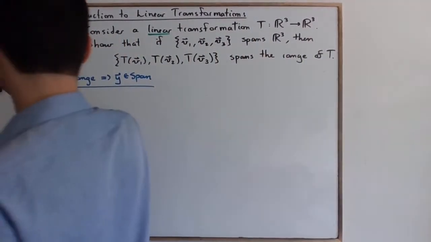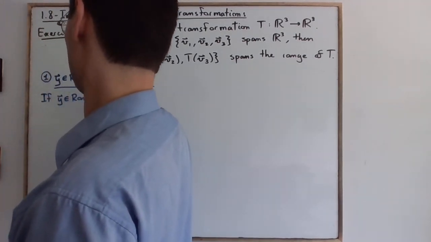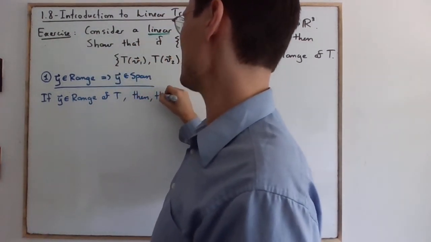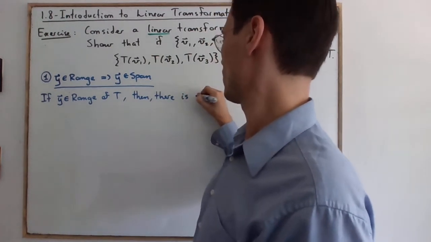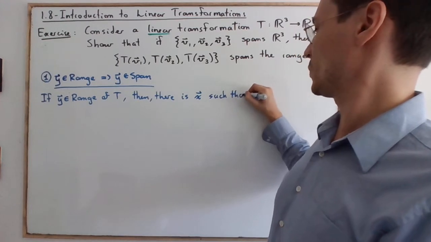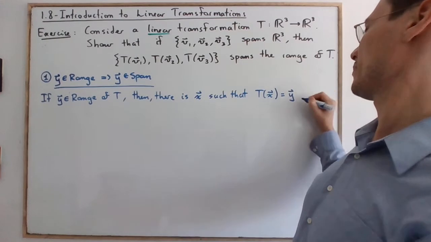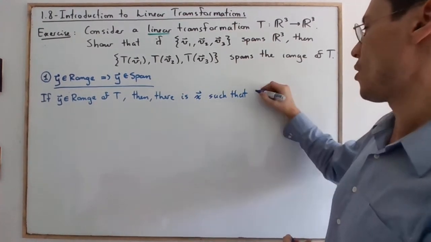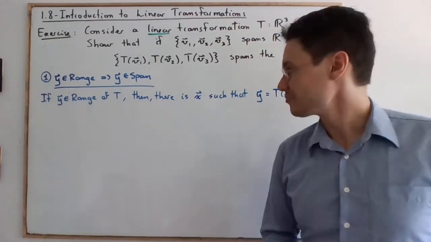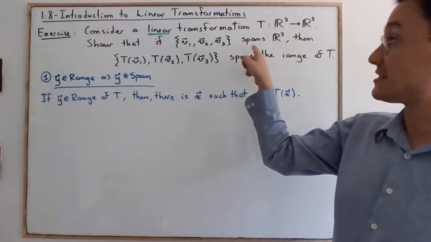So if y is in the range of T, then there is x such that T of x is equal to y. Or actually, let's write the reverse: y is equal to T of x. That's the first argument. The second argument is this.